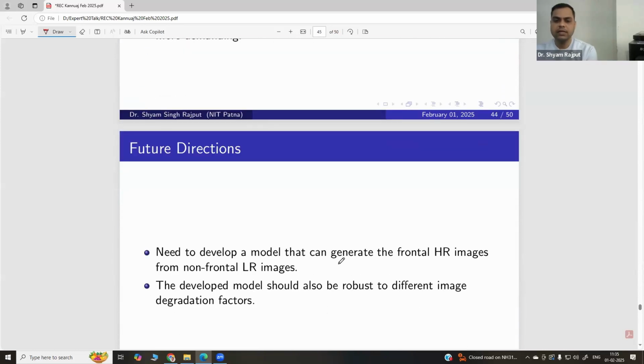With this, I am listing two future directions. One is the need to develop a model that can generate frontal HR face images from non-frontal LR images. This is the current problem in the literature. Second, the developed model should be robust to different image degradation factors, meaning our model should be robust to all kinds of noise and other artifacts like motion blur, low light and occlusion. These are the two future directions that participants can take up if they want to work in this domain. These are very recent problems, and they can be taken as they are to develop a new model or algorithm to solve the super resolution problem and make it more appropriate for applications like surveillance.